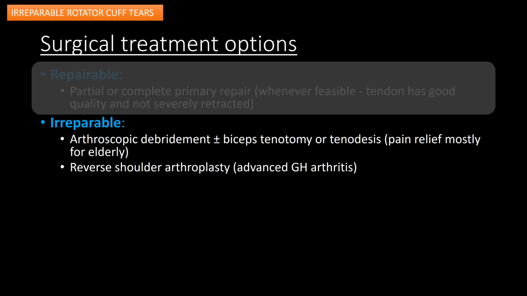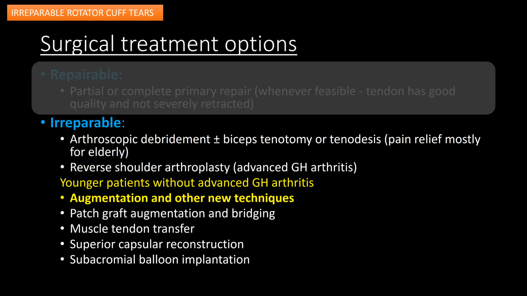Then there is reverse shoulder arthroplasty, which is reserved for older patients with massive rotator cuff tear and more advanced glenohumeral osteoarthrosis. And that leaves a subset of patients with irreparable massive rotator cuff tear, which usually are younger, with functional limitation and no substantial glenohumeral arthrosis, who may benefit from repair, partial repair, or augmentation procedures.